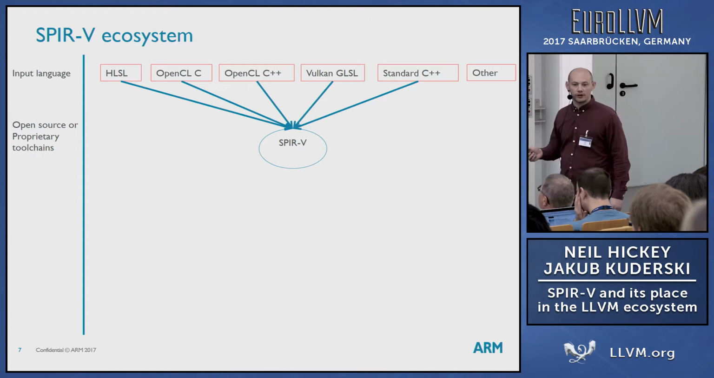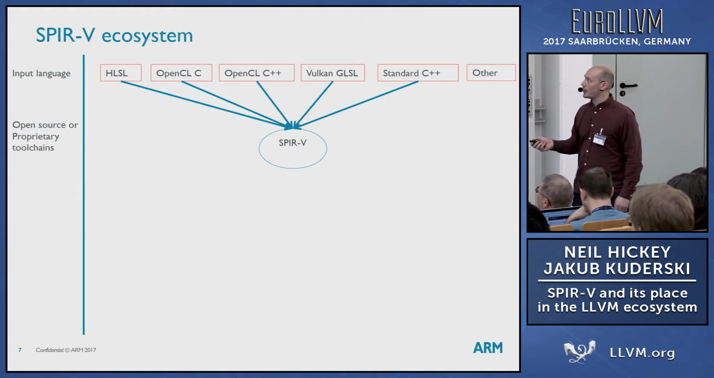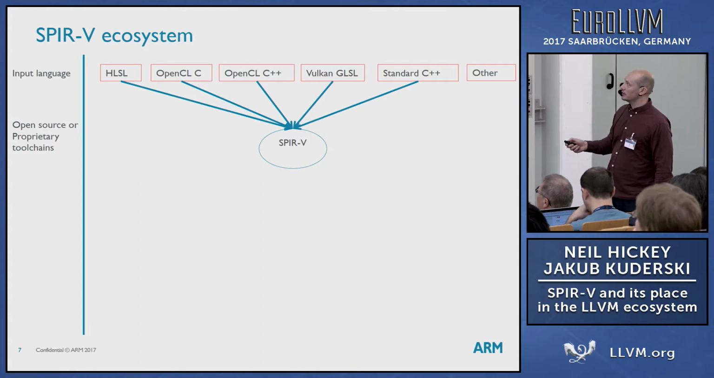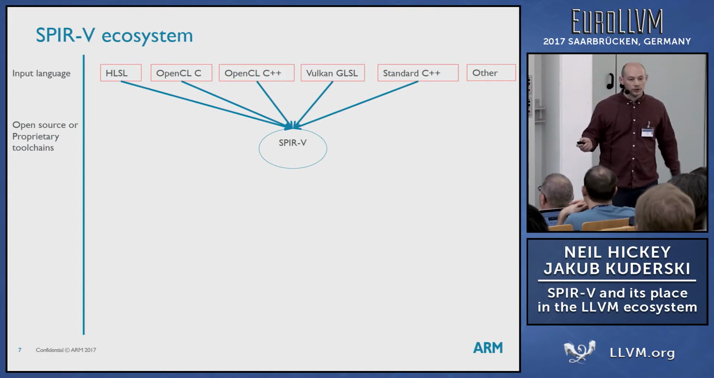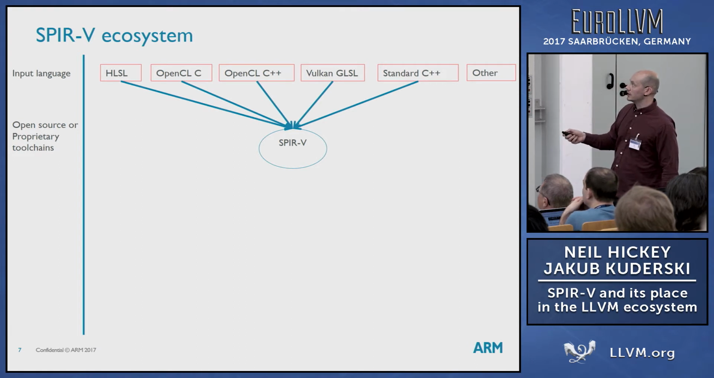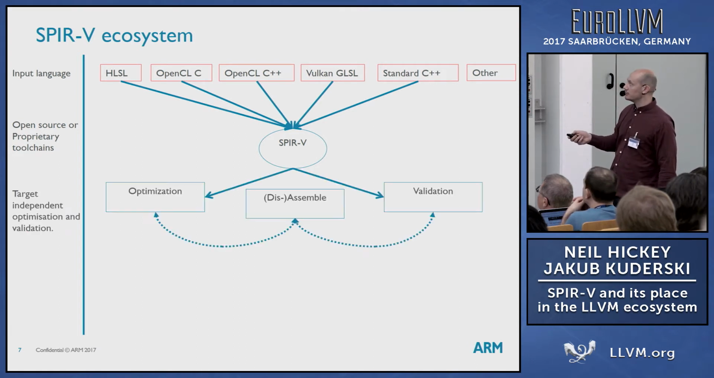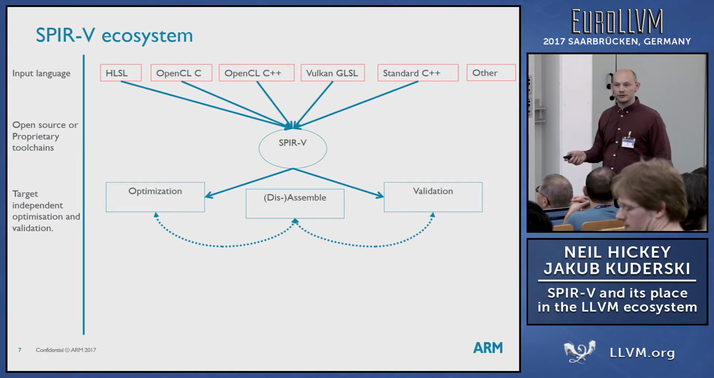But the point is, as long as it can target SPIR-V, then they'll have an avenue for executing on the GPU. So all of the tools here that produce SPIR-V can be open source. And there are quite a few open source tools, which Jakub will go through in a little while, describing how to get from things like GLSL, Vulkan GLSL, and OpenCL down to SPIR-V. There are also a whole bunch of open source tools to do with optimizing the SPIR-V that gets generated from some of the standard tools.